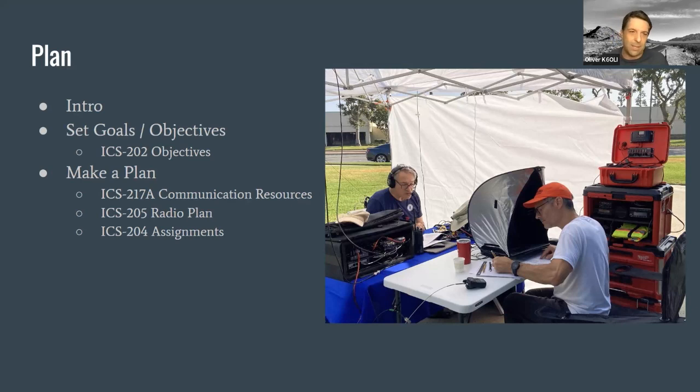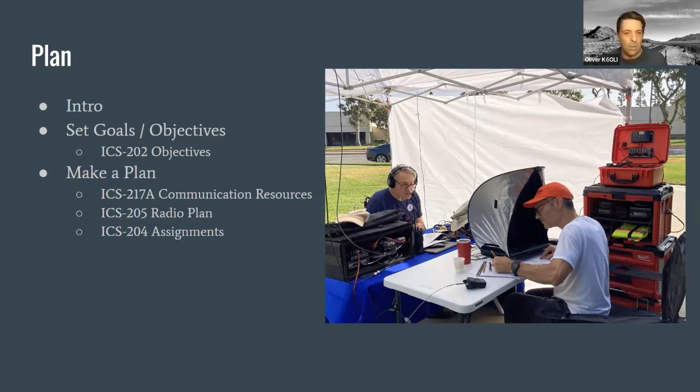We're going to talk about setting goals and objectives, and specifically when you would want to use the ICS 202, then making a plan and knowing what your communications resources are. The ICS 217, we're going to talk about the incident radio plan. We just call it briefly the radio plan, the ICS 205, and that is where most of you will spend most of your time when it comes to ICS, the incident command system. And then, of course, ICS 204 assignments, and I'll point out later why that's a really important part.